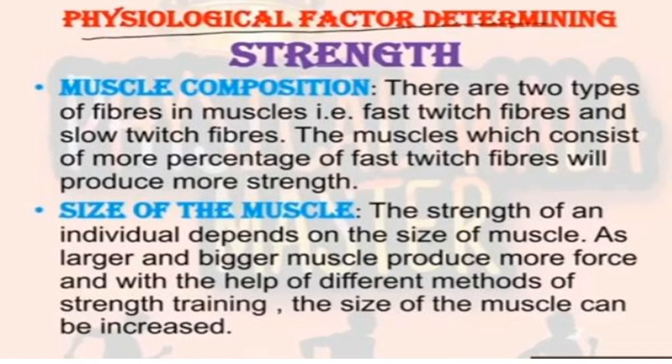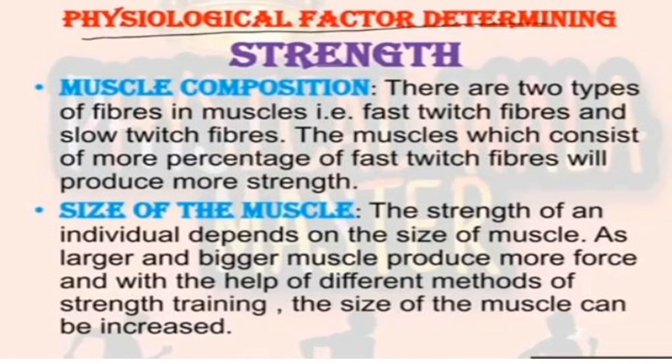The percentage of fast twitch fibers and slow twitch fibers is genetically determined and cannot be changed through training. So it can be said that the percentage of these fibers determines the strength of a person. The next point in strength is size of the muscles. The strength of the muscles largely depends upon the size of the muscle. It is a well known factor that bigger and larger muscles can produce more force.